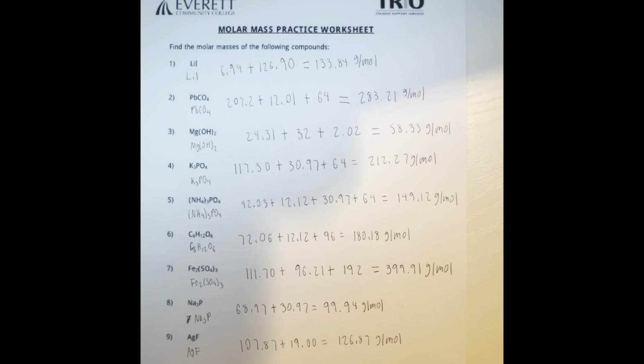Then for silver fluoride, it's 126.87 grams per mole. And for ammonium acetate, I believe, the bottom one, is 77.1 grams per mole. If you used a different periodic table than myself, you probably have slightly different answers. But if you get roughly these, it's okay, because different periodic tables will say different things.